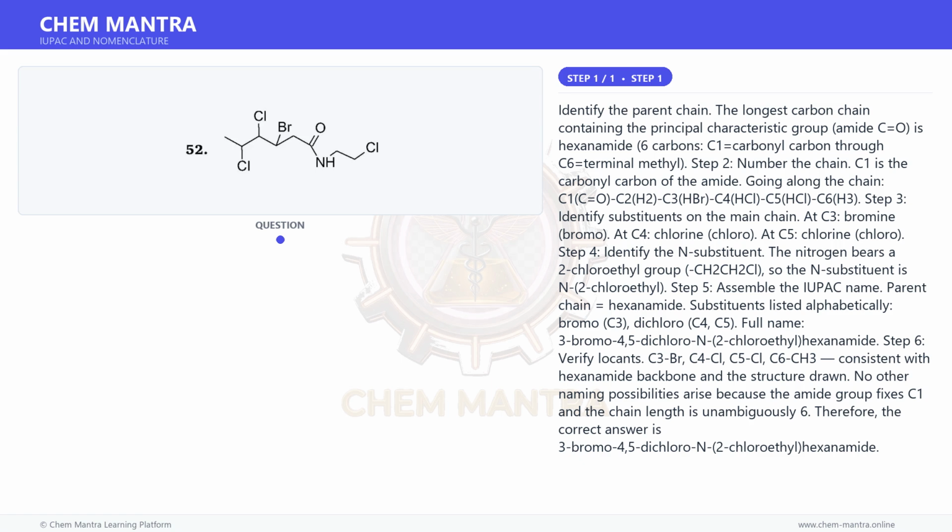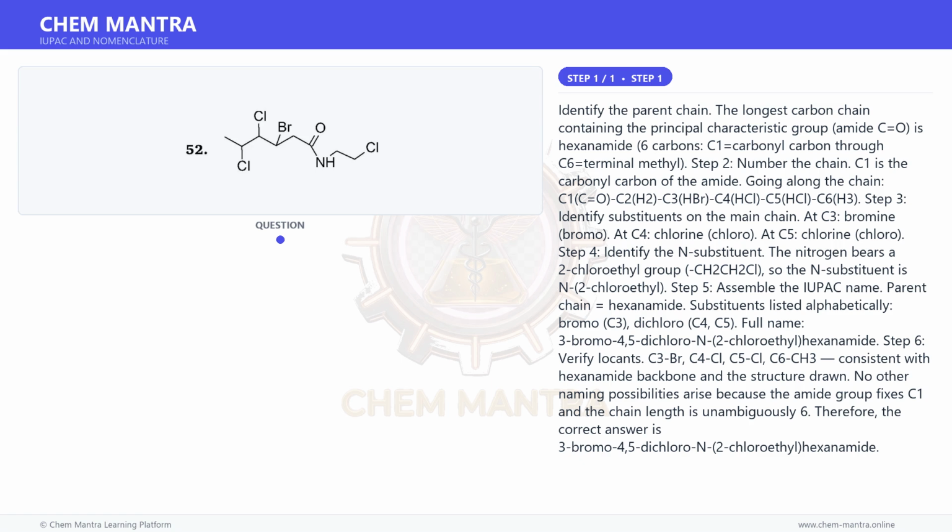hexanamide, 6 carbons. C1 is the carbonyl carbon through C6, the terminal methyl. Step 2. Number the chain. C1 is the carbonyl carbon of the amide. Going along the chain: C1, C=O; C2, H2; C3, HBr; C4, HCl; C5, HCl; C6, H3.